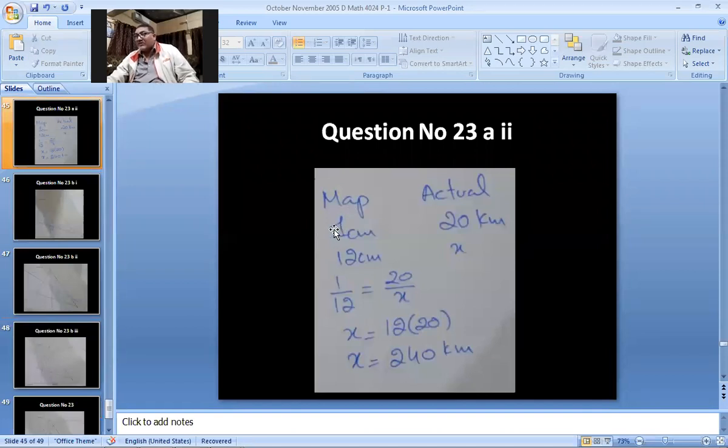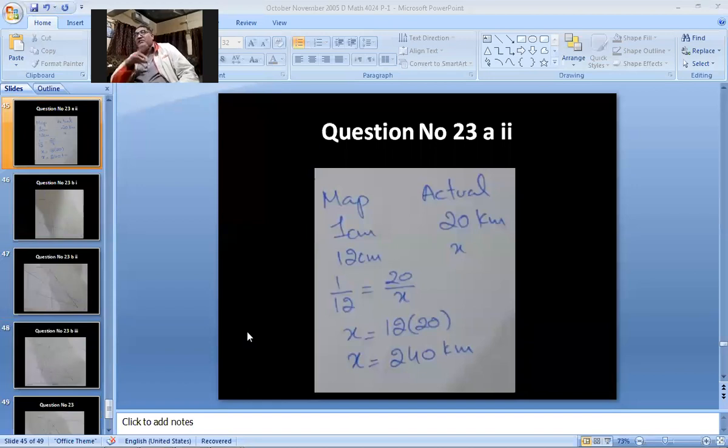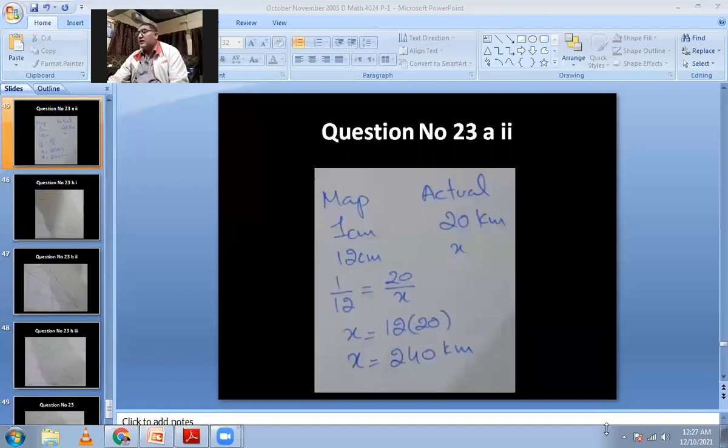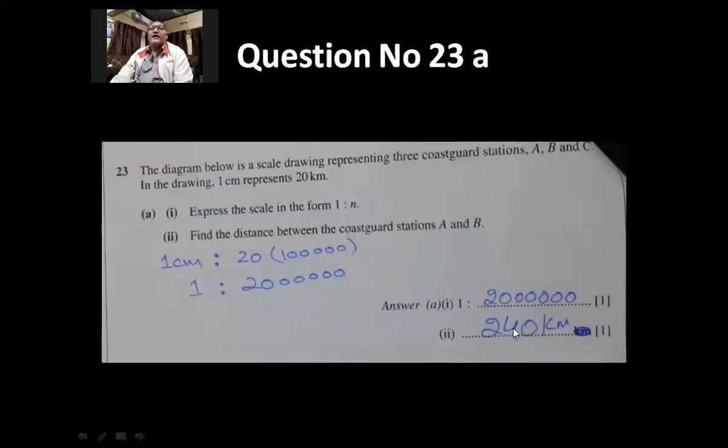Map and actual: 1 centimeter means 20 kilometers. The AB length is 12 centimeters when I measured it. So how much will be the actual length? So 1 centimeter divided by 12 centimeters equals 20 divided by x. Cross multiply it, so you will have x equals 12 multiplied by 20, and that will be 240 kilometers. So the distance between A and B will be 240 kilometers. This is how you write the answer. So this is question number 23, part A.